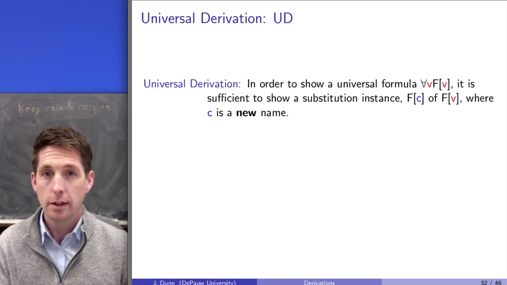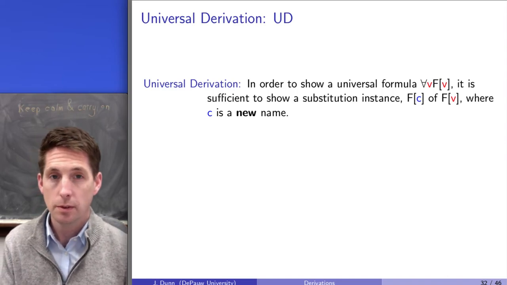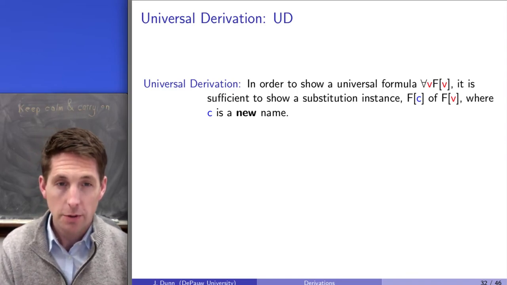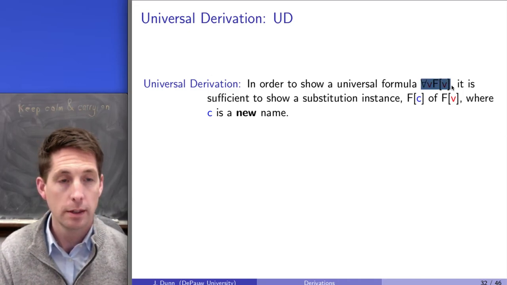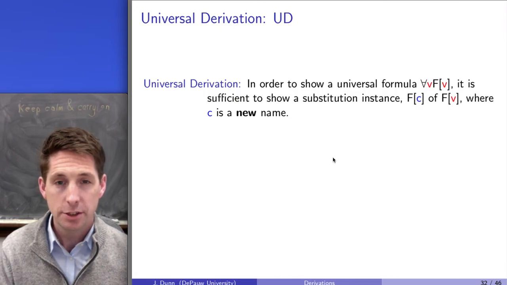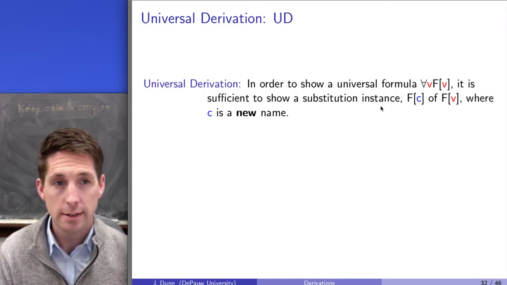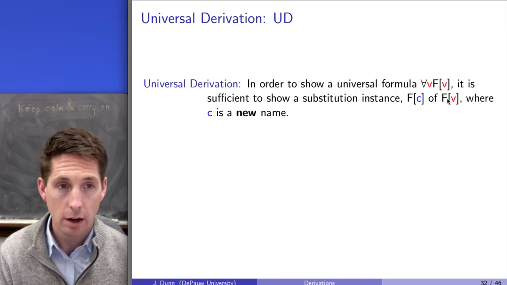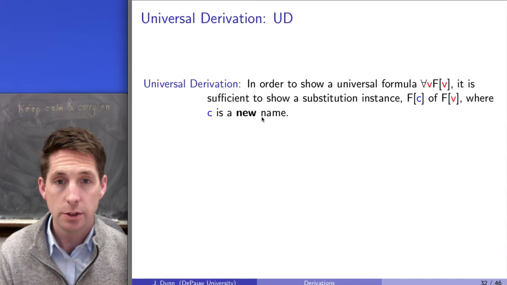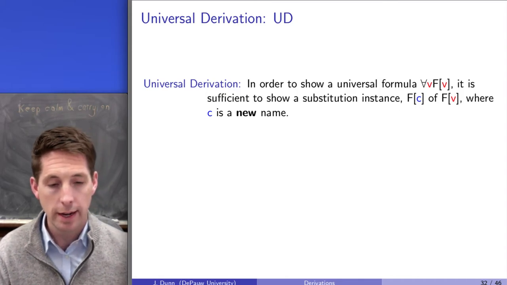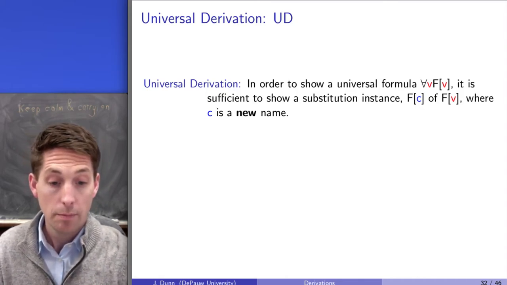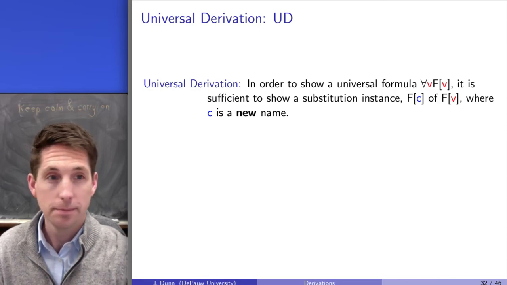Okay, here's what universal derivation says. In order to show that a universal formula of this form is true, it's sufficient to show a substitution instance of that formula, where C is a new name. Now again, these are a little bit hard to follow with the C's and the V's. It's not the most intuitive way to put it. Let me give an example, and then in the next video, I'll go through a couple more example problems.